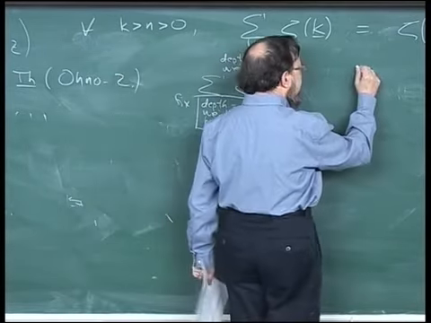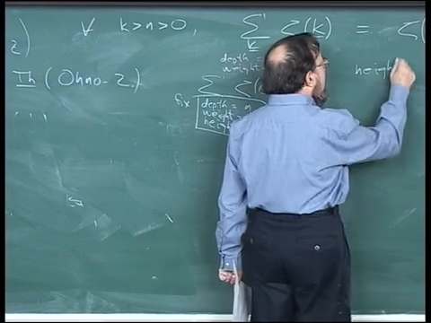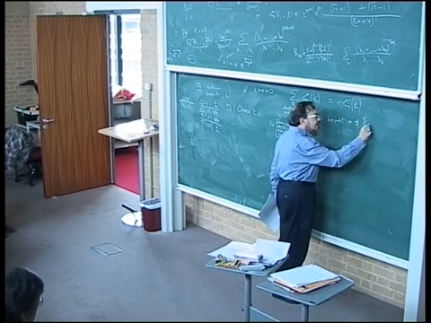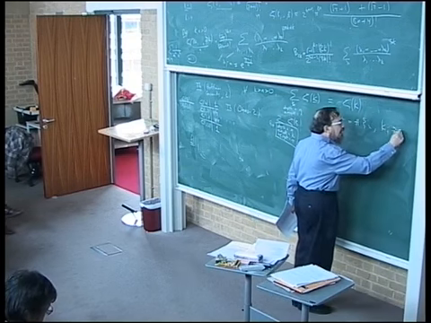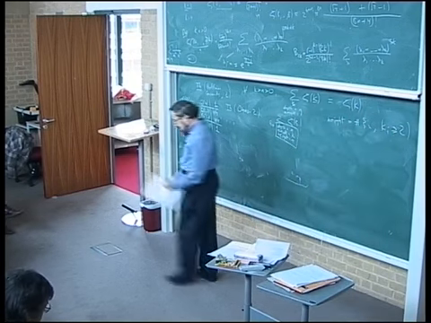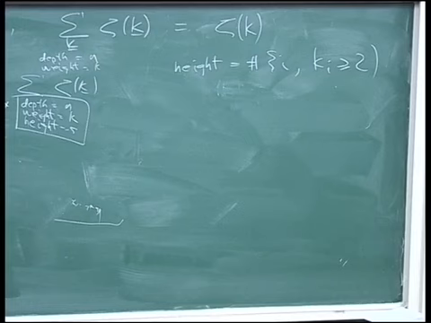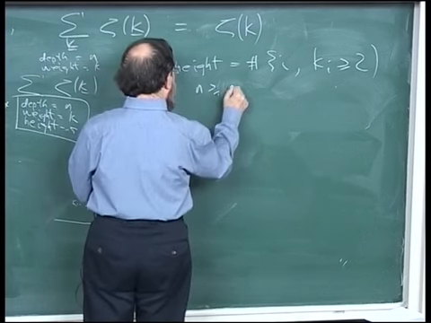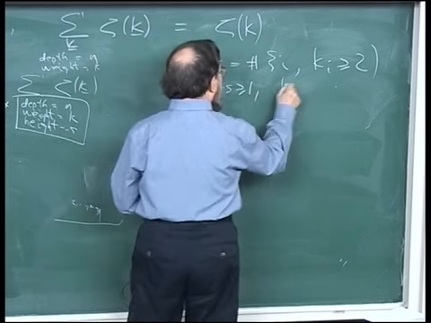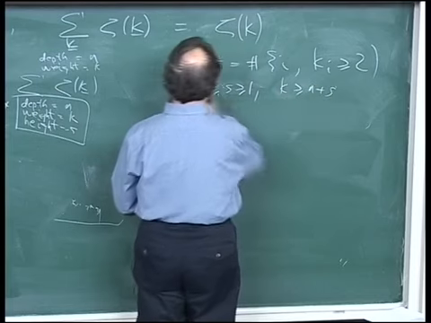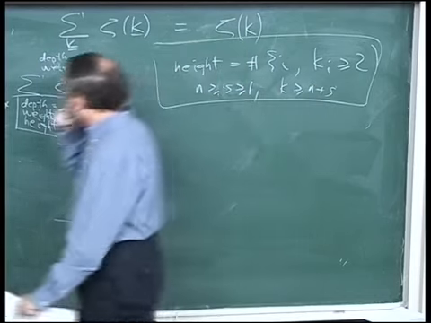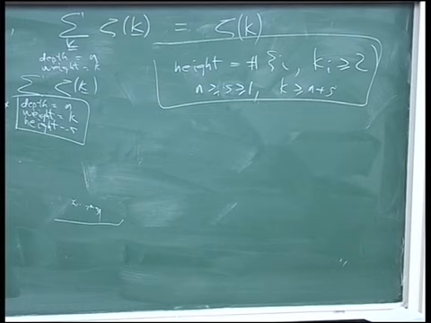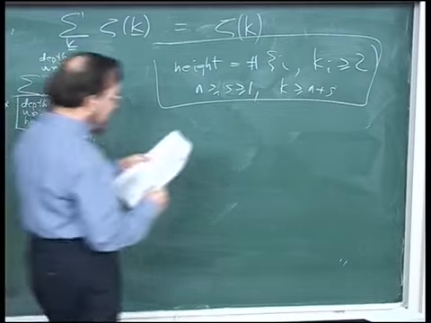So the height is the number of indices ki which are at least 2. So in other words, it's the number which aren't simply 1. So you trivially have to have n greater than or equal to s greater than or equal to 1, and k greater than or equal to n plus s. Otherwise, there aren't any multiple zeta values with this weight and height and depth. So that's the conditions for admissibility for these three numbers.